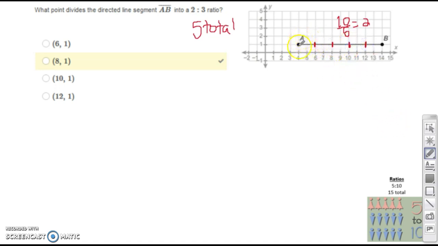And hopefully now you can see this is 1, 2, 3, 4, 5 equal sections. And I want to divide it with 2 on the front end and 3 on the back end. In other words, where can I draw a point that would have 2 sections before and 3 sections behind? And it would be right there because here we have 2 to 3. So if I wanted to divide that line, it would be located at 8, 1.